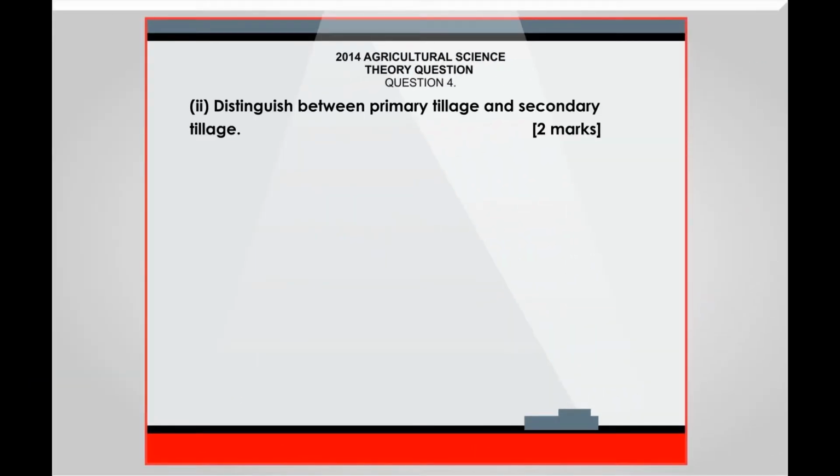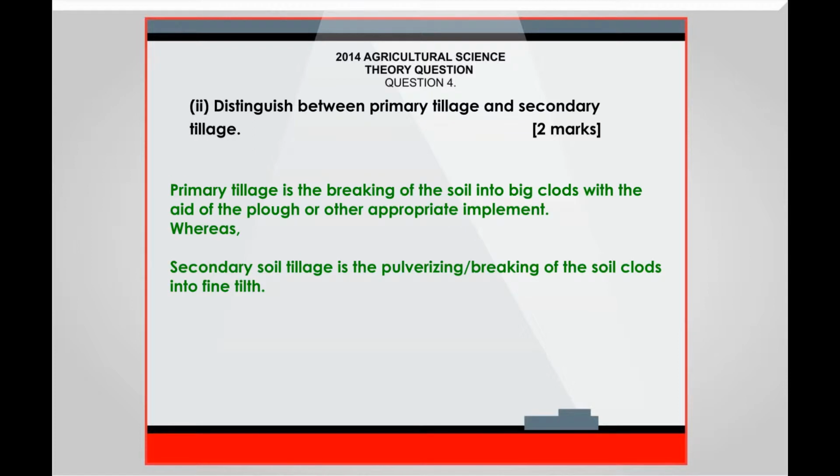Distinction between primary tillage and secondary tillage. Primary tillage is the breaking of the soil into big clods with the aid of the plow or other appropriate implements, whereas secondary soil tillage is the pulverizing or breaking of the soil clods into fine tilth.